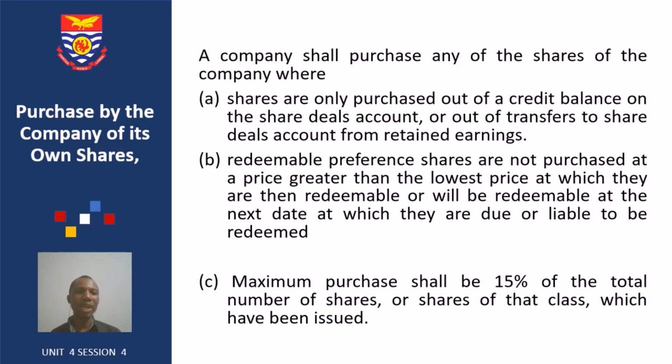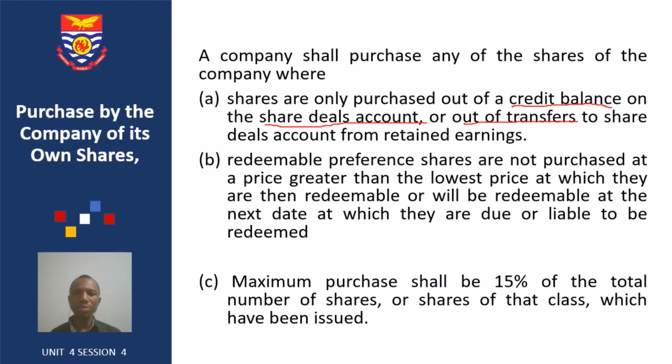Now, purchase by the company of its own shares. Section 63 provides those provisions. The law says that a company shall purchase any of the shares of the company, and these are the only ways in which the company can purchase its shares. One, where shares are only purchased out of the credit balance of the share deals account. You remember we talked about the share deals account in our previous lesson. So you can only purchase your own share by using the credit balance of your share deals account or out of the transfers to the share deals account from the retained earnings.